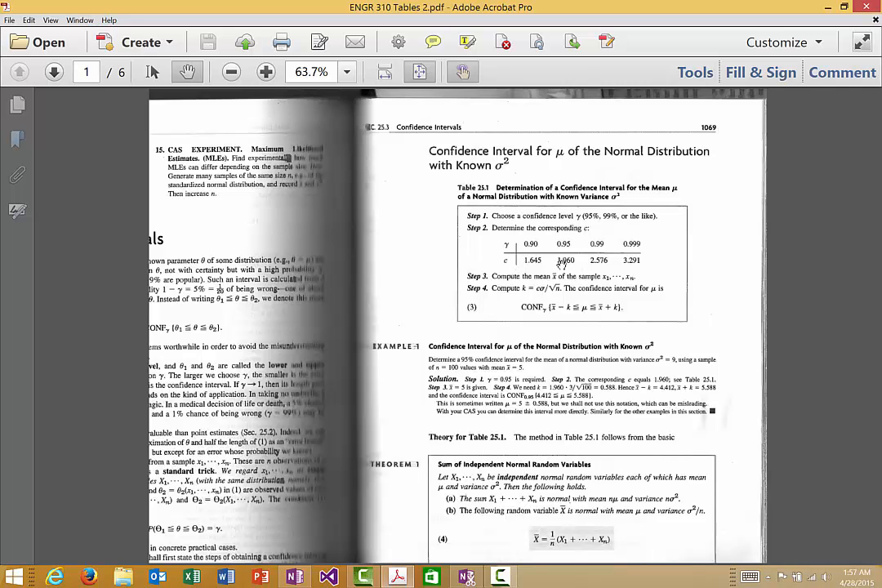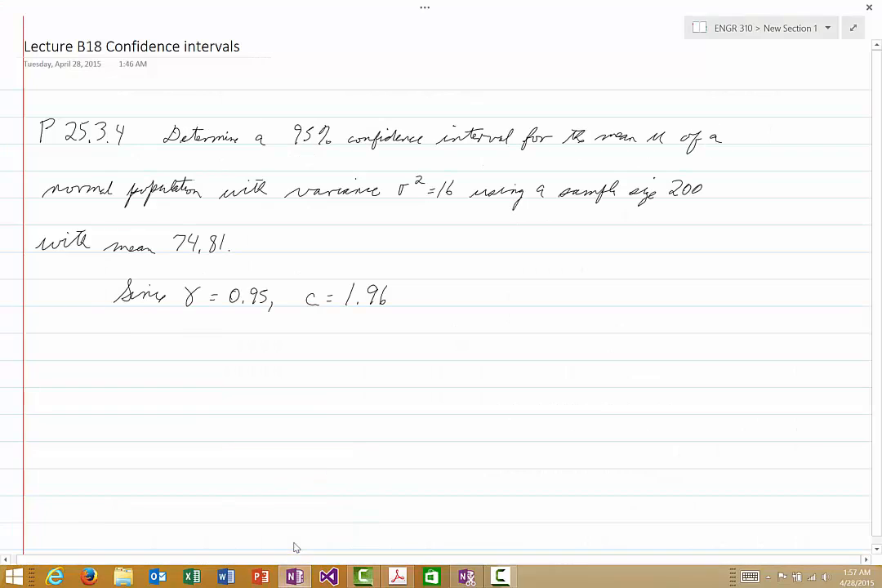Now we go to step 3, compute the mean of the sample, and we're already told that the mean in this case is 74.81. That was given to us in the statement of the problem. So we can just write down X bar is 74.81.